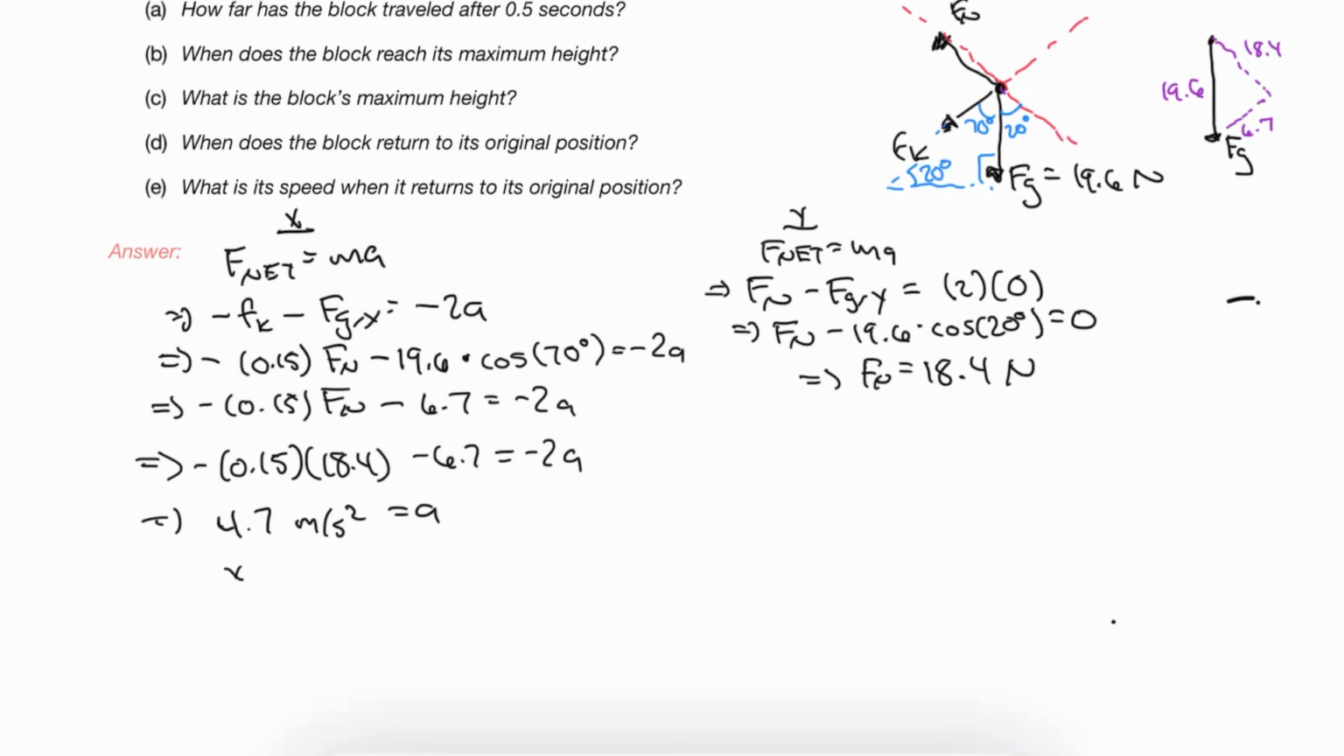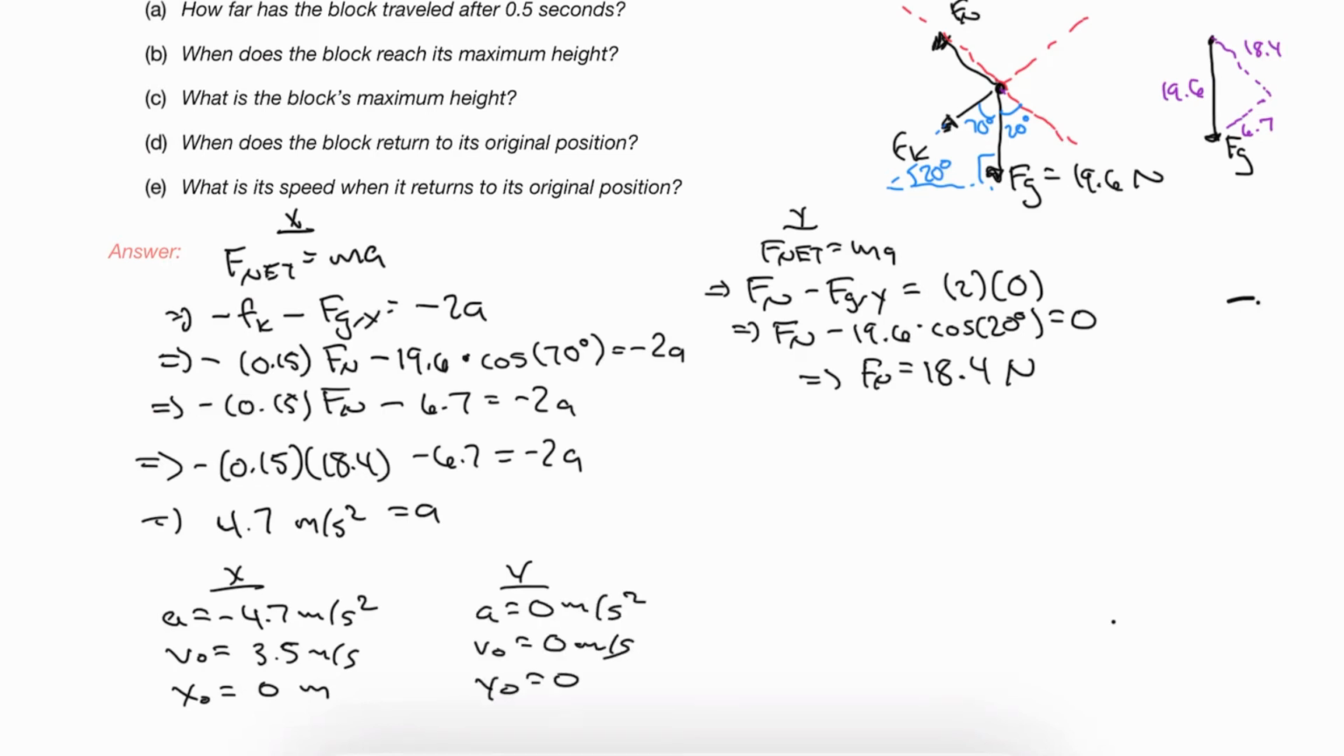And the acceleration is negative 4.7, and that's because the acceleration is down the ramp, and that's in the negative direction. The initial velocity is up the ramp, and that's positive 3.5, and I chose my initial position to be at the origin. In the y direction, again, there's no acceleration, there's no initial velocity, and the initial position is 0. And that just shows that there's no motion in the y direction, as we said before.